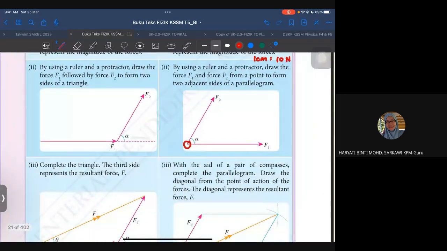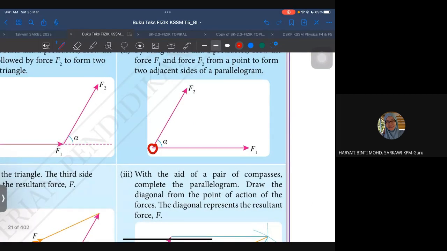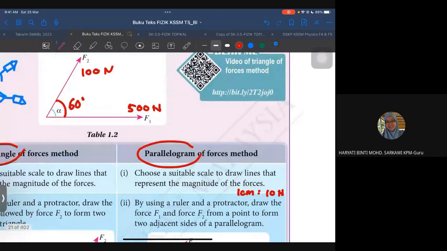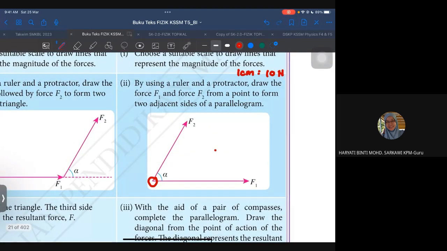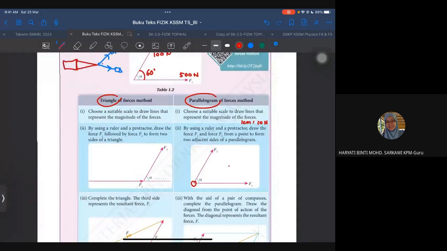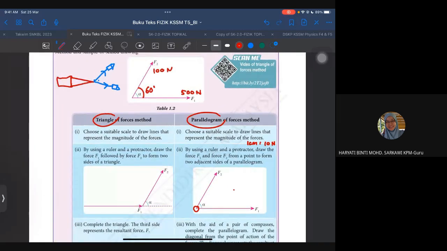When you draw the diagram, you can start from one point and draw F1 first. F1 just now is 500, so you draw it by 500, how many cm? 50 cm will not be logical, right? Teacher will change the value, an easier value for you. Oh, we change the scale.